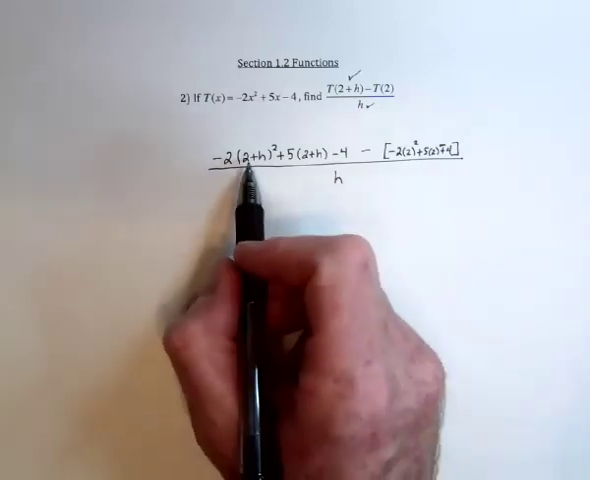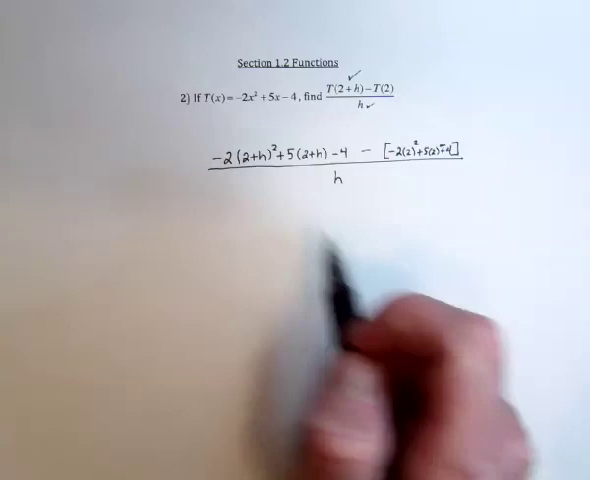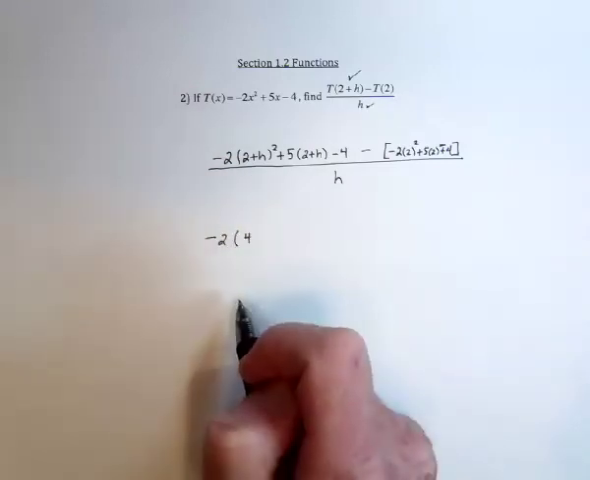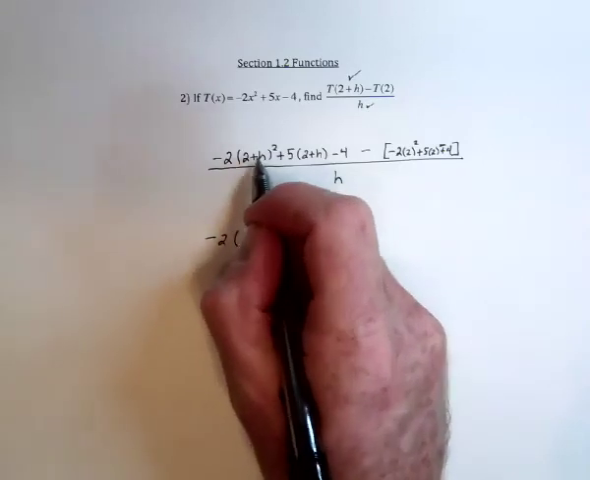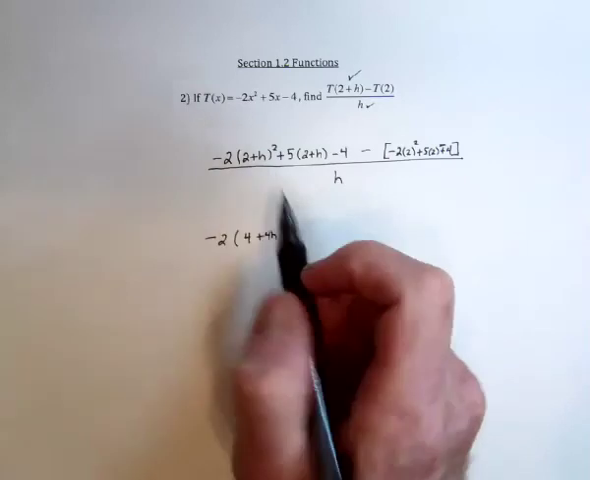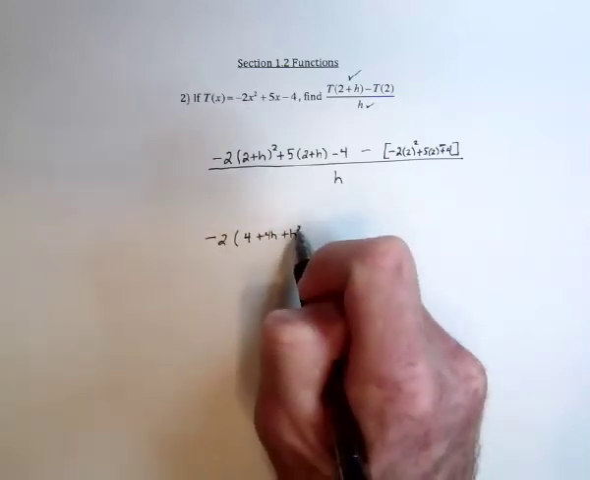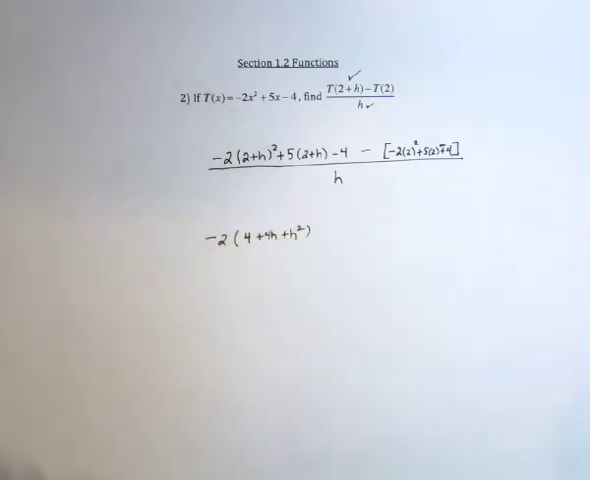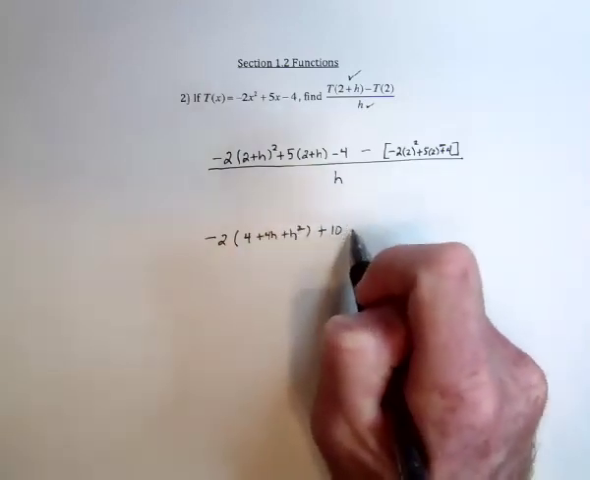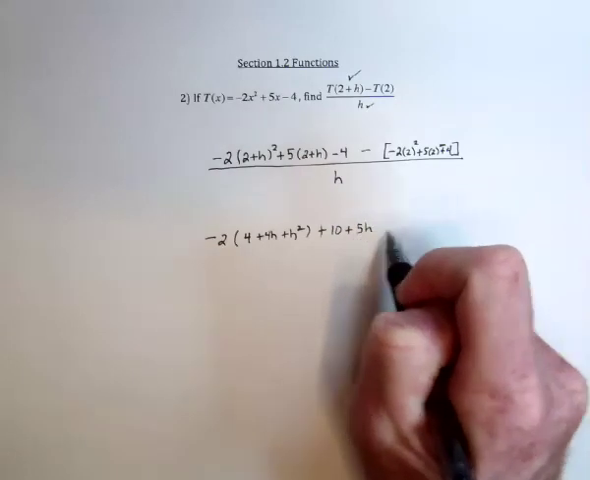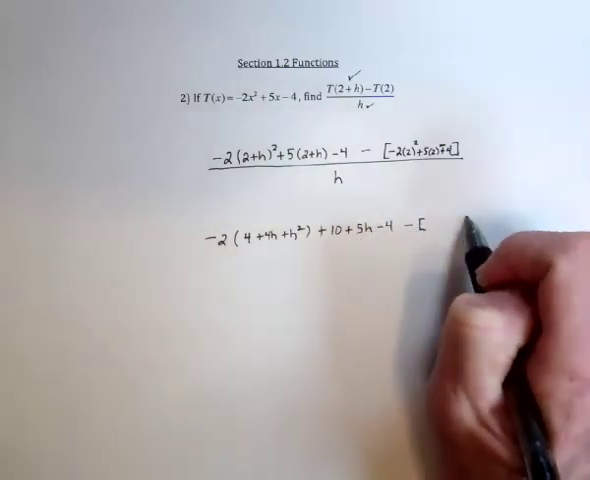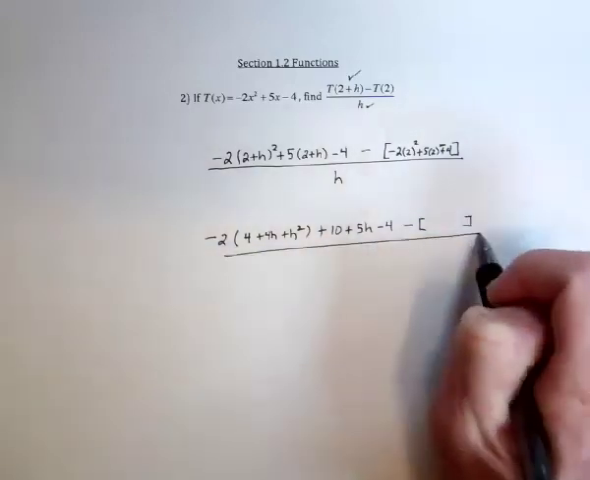And now we need to do some algebra. For example, multiply this out, so squaring a binomial. So square the first term is a 4. Multiply the two terms, which is 2h, and then double that, 4h. And then square the h. Then distribute this 5, so it's going to be 10 plus 5h minus a 4. And then subtract what's in the brackets, and the whole thing is divided by h.